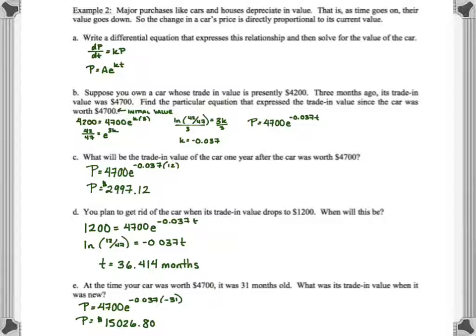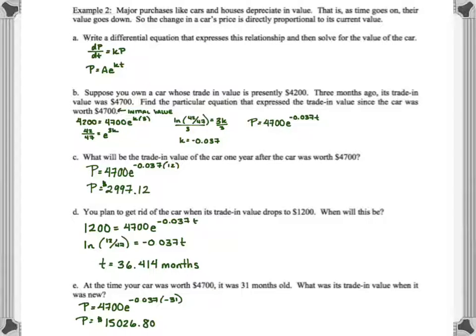What was its trade-in value when it was new? So I plugged in negative 31 for time, since at 0 it's 4,700. If I wanted to know 31 months before 4,700, it would be negative 31 because we're going back in time. You could also solve it the other way by redoing the formula and putting 4,700 as your P and 31 as your t and solving for the A value. That's fine too, but I think this works just as well.